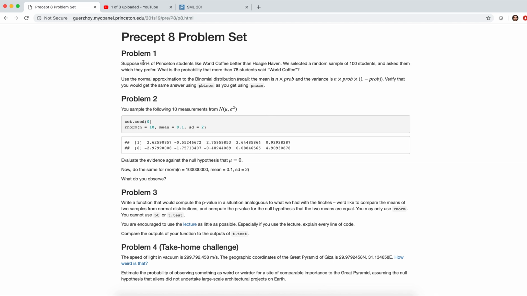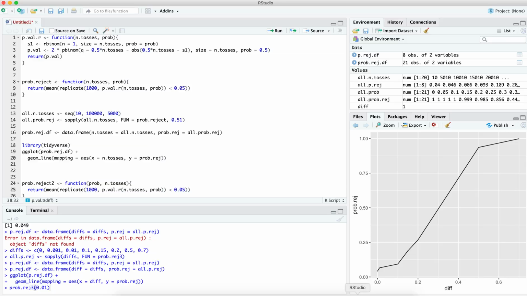What we have here is a case where we know the true probability of a student saying they prefer coffee. The true probability is 65%, but we selected 100 students and asked which they prefer. So we want the probability that 78 or more would say coffee, even though the true probability is 65%. Here we're saying more than 78 students.